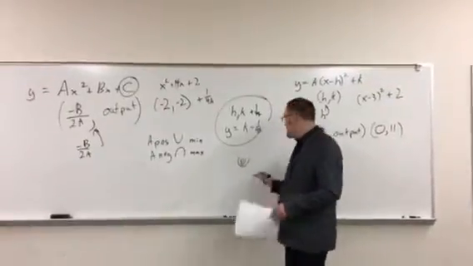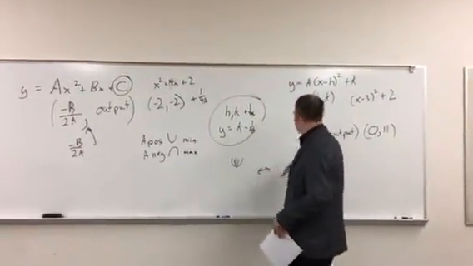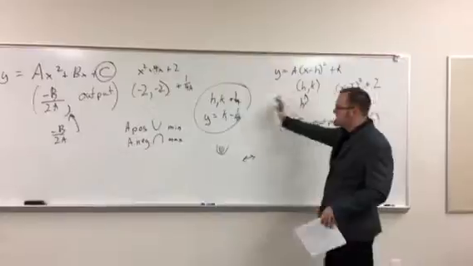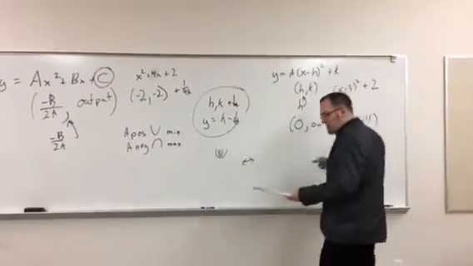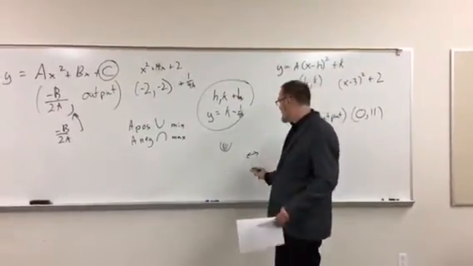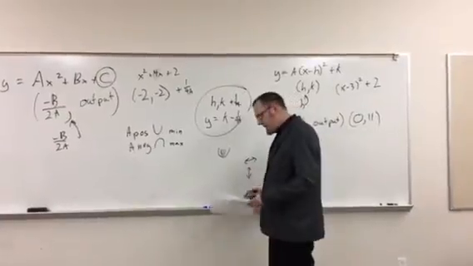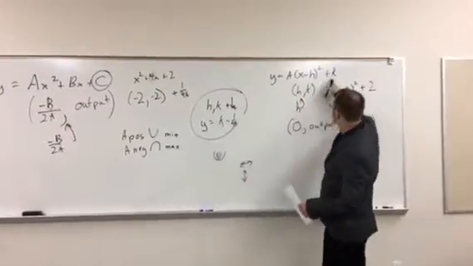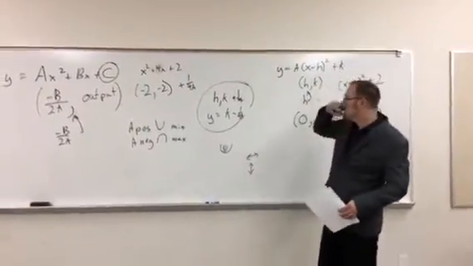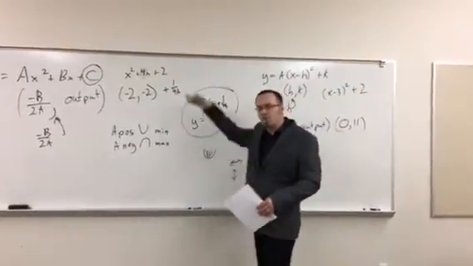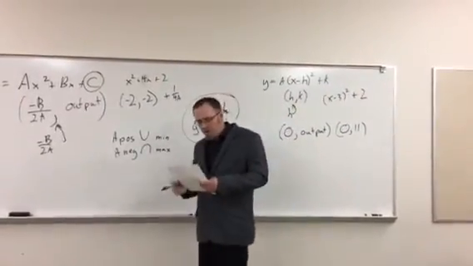The h value is going to move it left and right. If I change this, it changes where that vertex is. So it moves the whole graph left and right. And then the k value is going to move it up and down. Okay? If I start changing this on this one, it's going to make a big difference as to where that vertex is. It's going to shift the whole graph up and down.